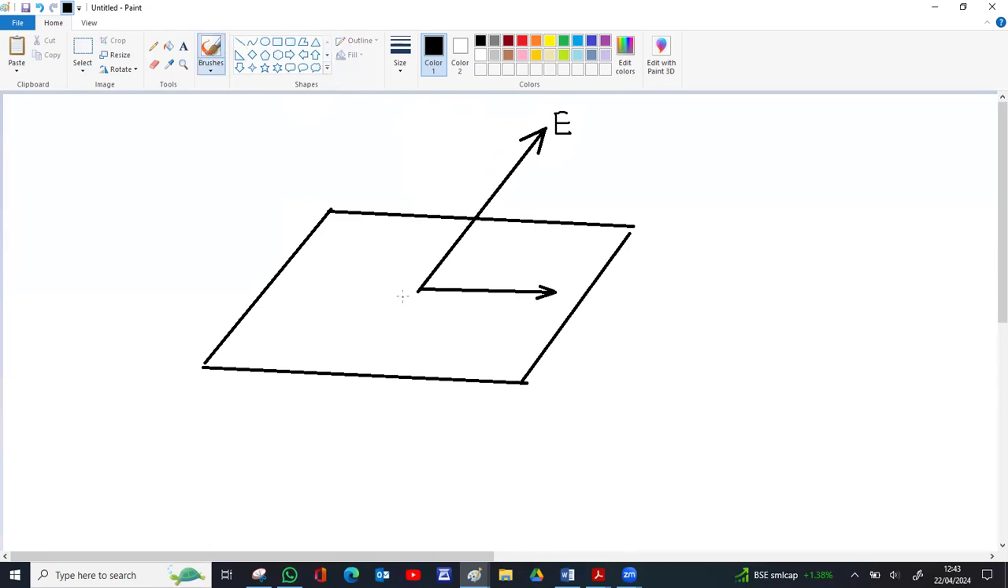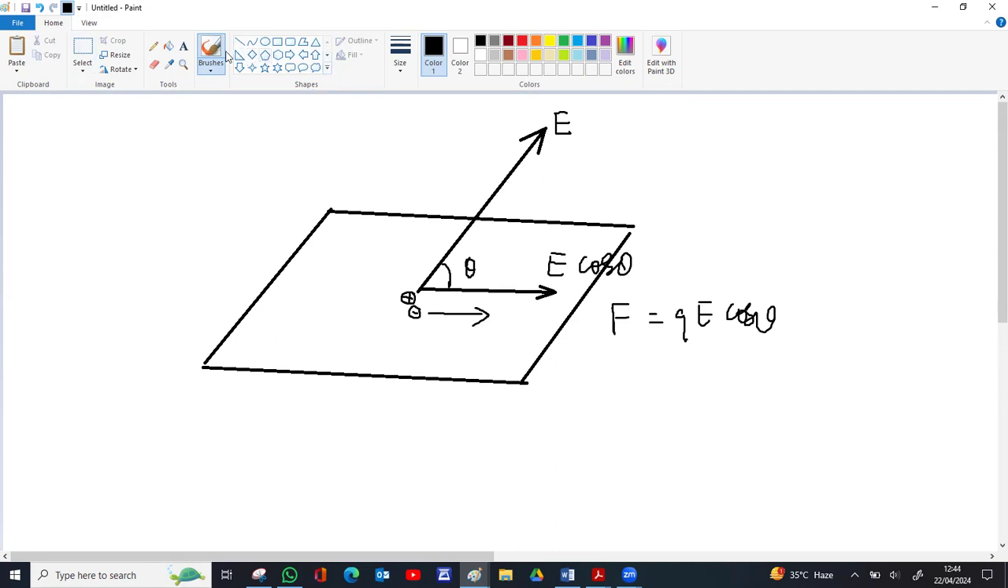So if you have a charge here, plus or minus, because of this electric field, that will be forced to move on the surface of the conductor. If this angle is theta, this component will be E cos theta. So the charge will experience a force F equal to Q times E cos theta, and the charge will move on the surface of the conductor. But in electrostatics, charges should not move.